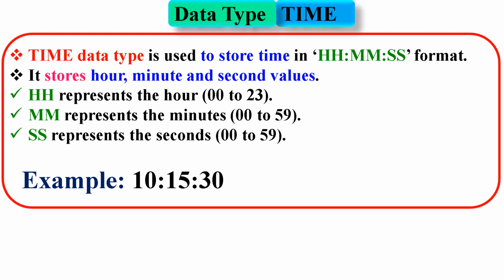For example, a time of a day can be taken as 10:15:30, where 10 refers to hours, 15 refers to minutes, and 30 refers to seconds. The time data type is used to store and manipulate time-related information in a database. It's useful for tasks like recording timestamps, scheduling events, and tracking the duration of events. When combined with date or date-time data types, it can represent full timestamps with both date and time components.